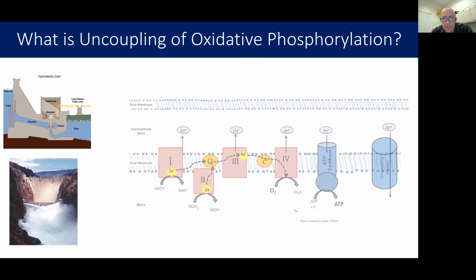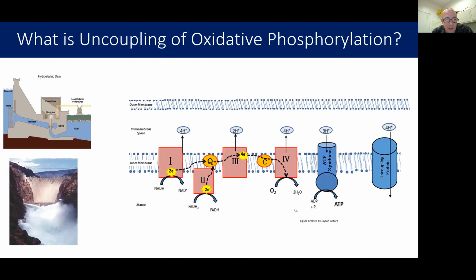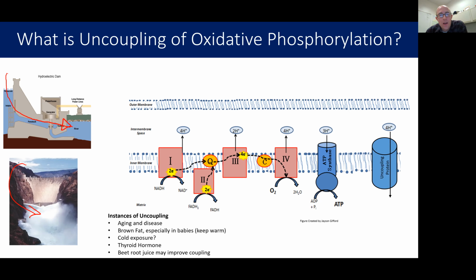And so uncoupling proteins, it's a lot like letting water go down the gradient of a dam, not through the turbine, right? We only get electricity from Hoover Dam if the water goes past that turbine. If it goes some other way, like through a hole in the dam or through an emergency outlet valve, you don't get electricity for it. Same thing. If you have hydrogen ions going down the gradient, not through ATP synthase, you don't get ATP for it. So why would you use this?